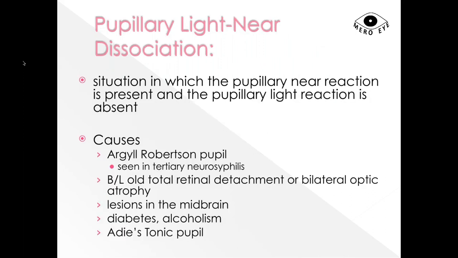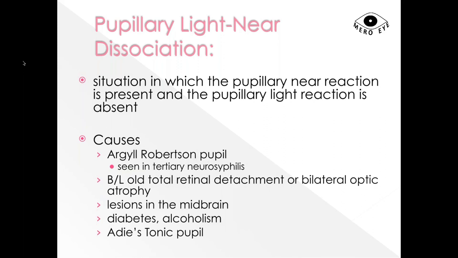Now the third type of abnormal pupillary reaction is the pupillary light near dissociation. It is the situation in which the pupil is responding to the near reflex, but the light reflex is sluggish or it is absent. The classical cause of pupillary light near dissociation is the Argyll Robertson pupil. We'll be discussing this briefly later on. This is characteristically seen in tertiary neurosyphilis.